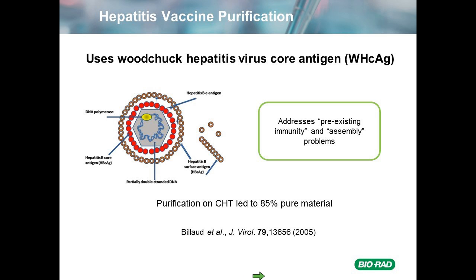I want to talk for just a second about a hepatitis vaccine purification. This was a VLP that was designed from the woodchuck hepatitis virus core antigen, and this was chosen because it addresses some pre-existing immunity and some assembly problems. I put the reference down here if you want to look up the article. In this case, purification on CHT led to 85% pure material with good antigenicity.